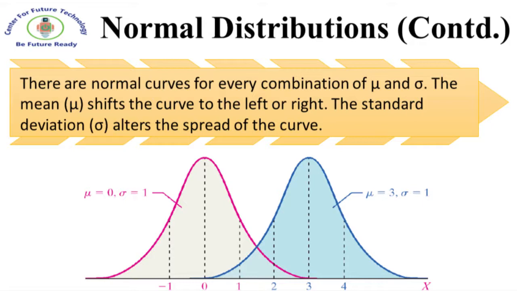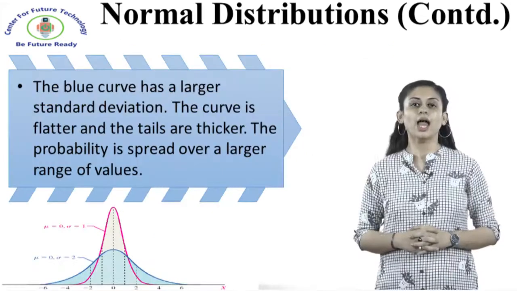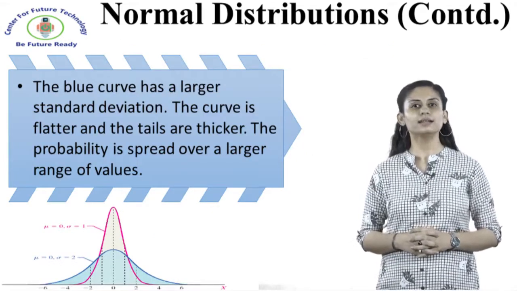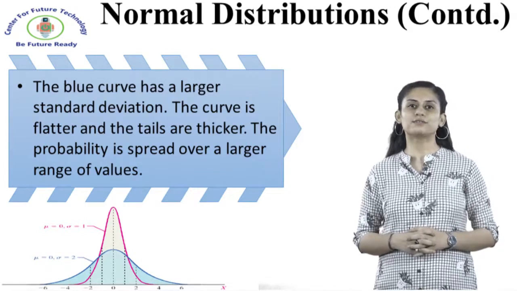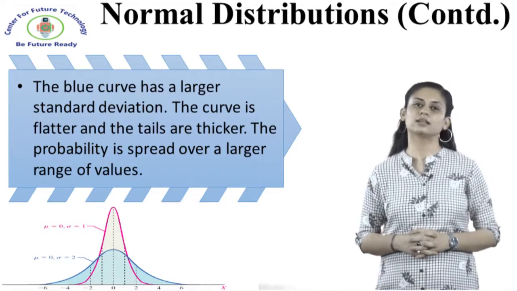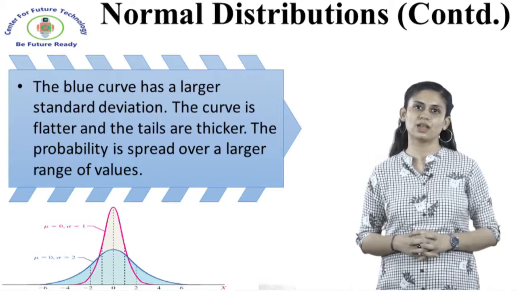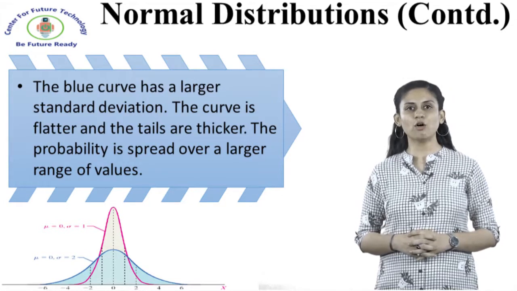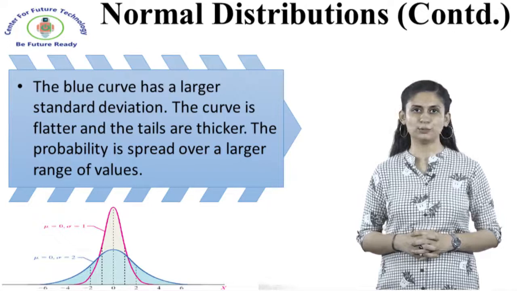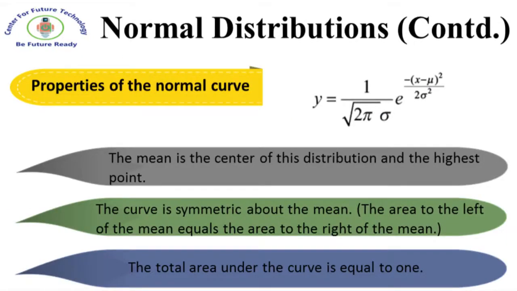Here, the pink curve has a small standard deviation. It is narrower and taller, and the probability is spread over a smaller range of values. The blue curve has a large standard deviation. The curve is flatter and the tails are thicker. The probability is spread over a large range of values.